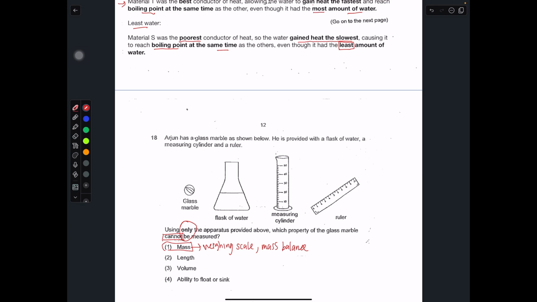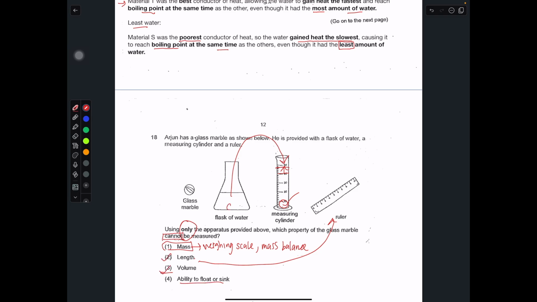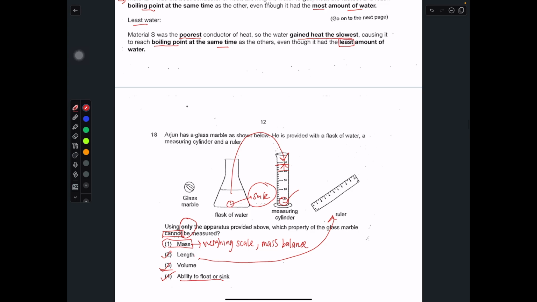But you don't see that. You can measure length with the ruler. You just put it here, you measure, you can get the length or the diameter of the glass marble. Volume, yes, you can put the water over here, then the marbles will be at the bottom, then you will be able to measure how much the water rises when you put in the marbles. So these two, yes. Ability to float or sink, definitely yes. When you put the marbles in, it probably sinks, so you are able to tell this as well. So the number is 1.